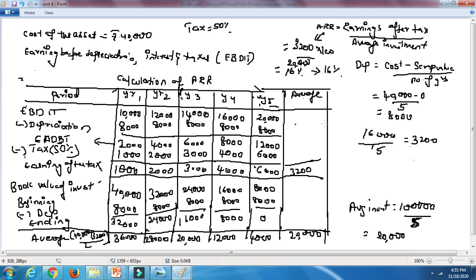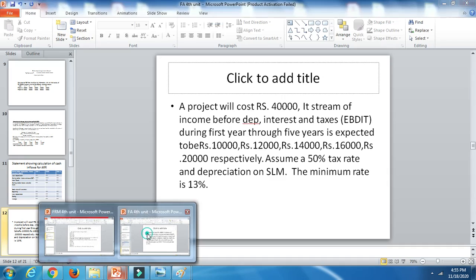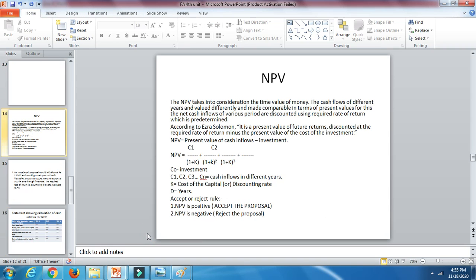I am going to write it over here. 16% is more than 13%. So accept the project, because we are getting more returns than expected. Okay. So let's move on to the next method now. I hope it is clear to all of you. The next one is NPV.